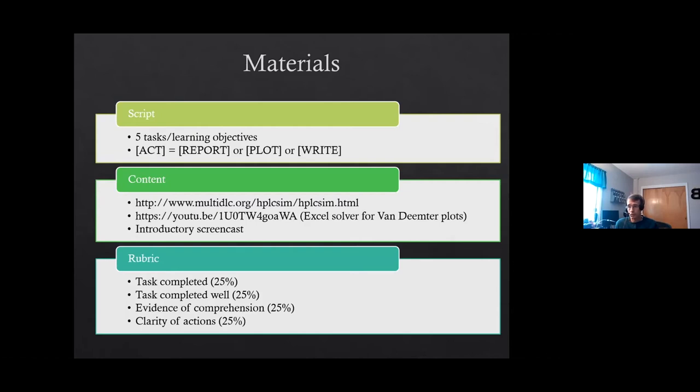The author of the simulator was nice enough to host some of my materials there, and then also some additional materials like how to use Excel to answer some of the questions that I was asking. The rubric broke down into about four different components: whether or not the students completed the tasks and the quality of that completion, any sort of evidence of comprehending the work that they were actually doing, and then clarity of actions, and I'll give you an example of that in just a slide or two.